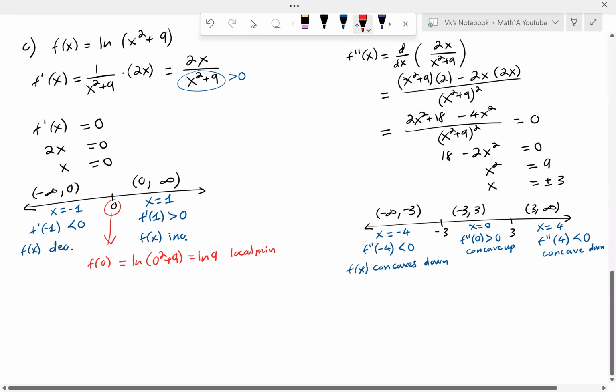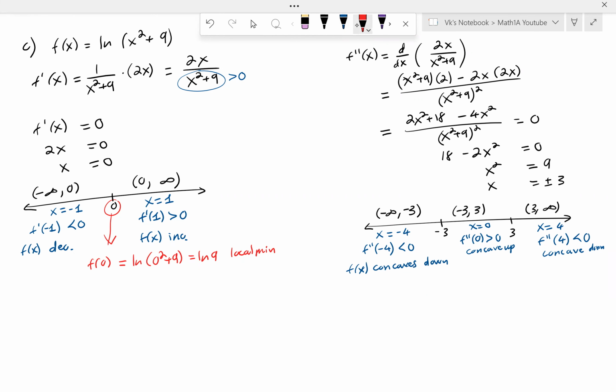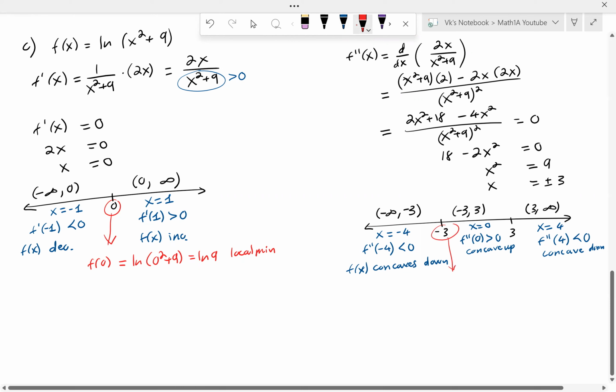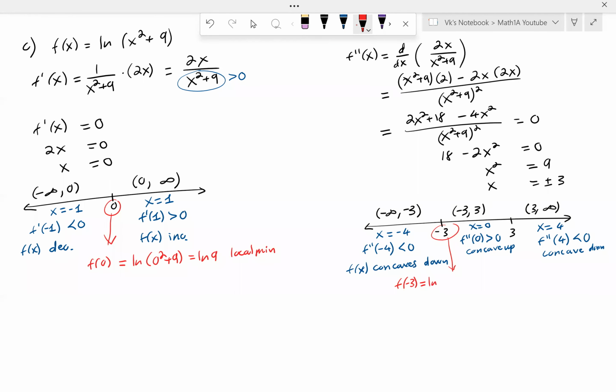If you want to sketch this one precisely, might as well figure out the exact inflection points. f of negative 3 is ln of negative 3 squared plus 9, so that is ln 18. And f of 3 is also ln 18. Yay! Let's do it. Time for the sketch.